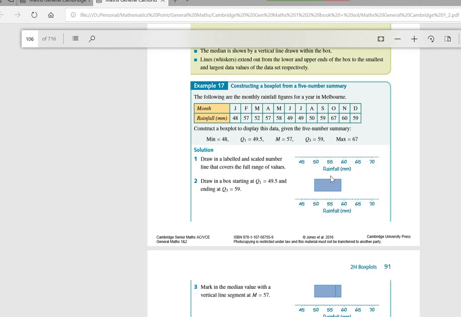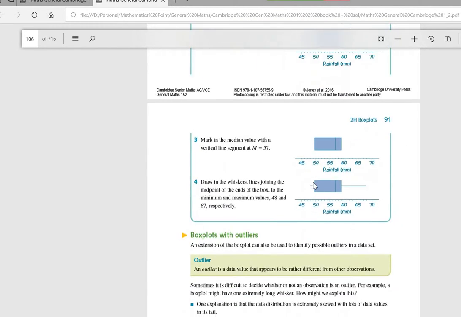You draw those lines and connect and create a box here. Then you mark your median as 57 and draw another line inside the box. Finally, you draw your left whisker, which is your minimum, connecting to 48, and a whisker towards the right, which connects to 67, which is your right whisker and hence your max. And hence this creates the box plot.